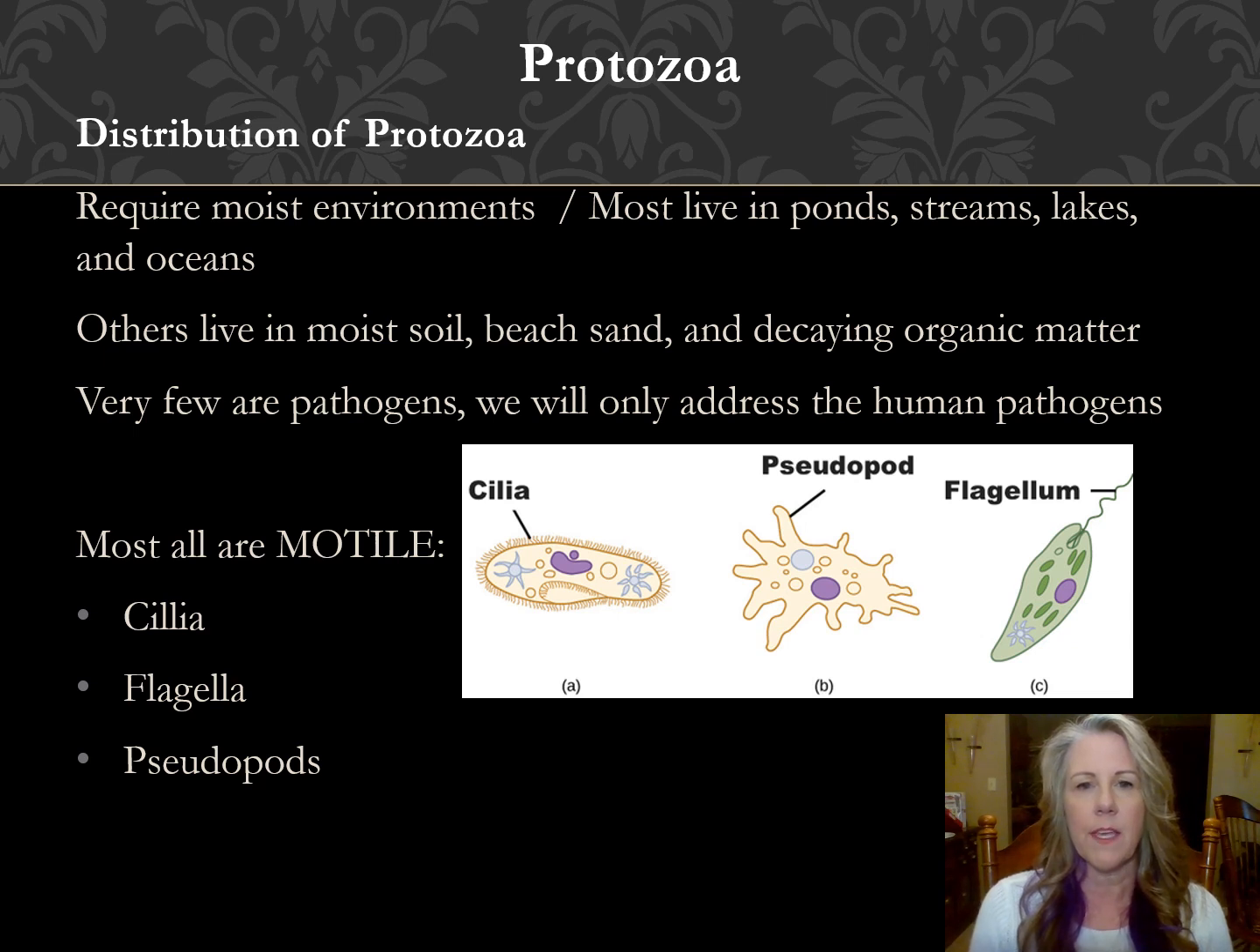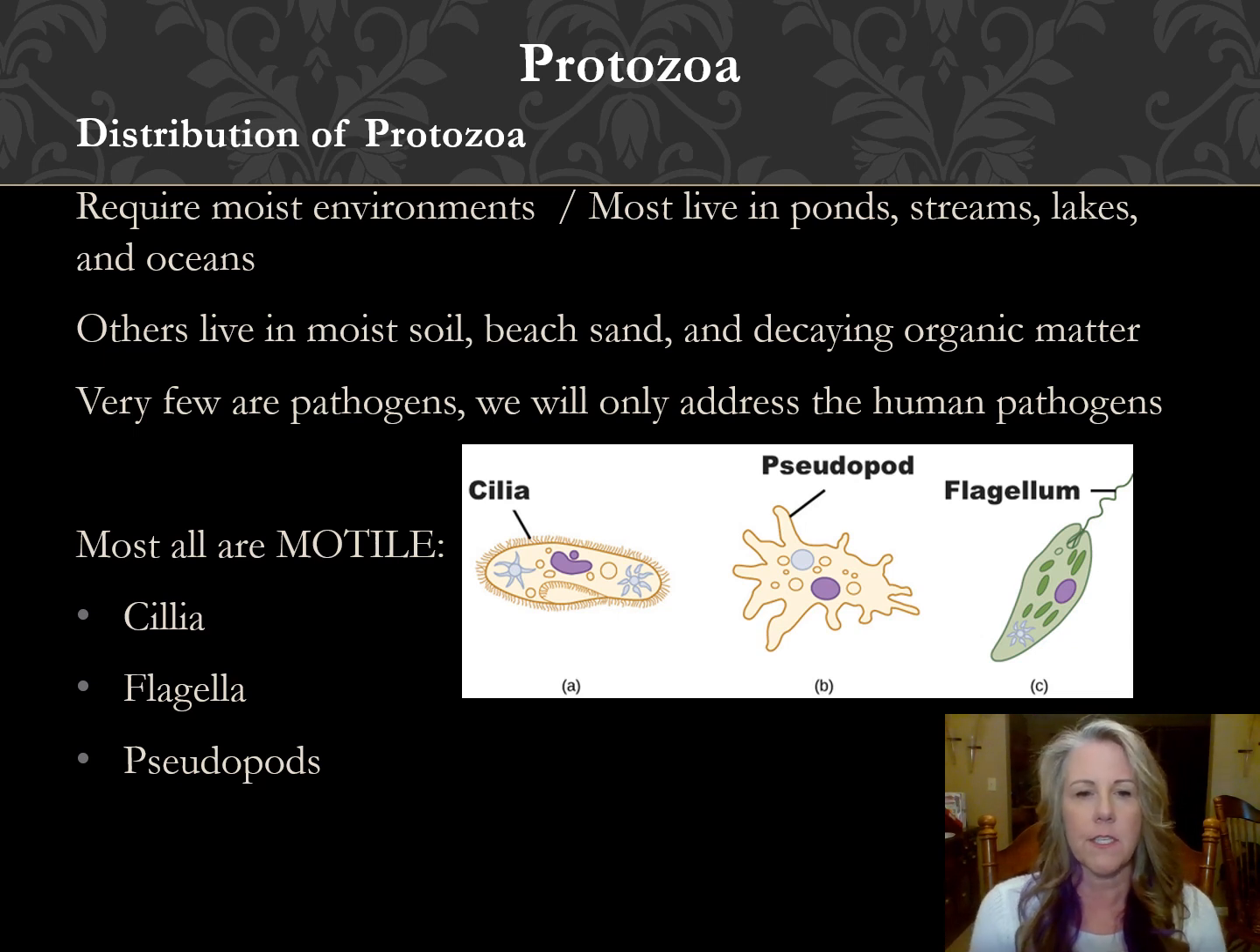Okay, so we're jumping into the group known as protozoa. So first of all, distribution of protozoa. Most will require moist environments. Most will live in ponds, streams, lakes, oceans. Others live in moist soil, beach sand, decaying organic matter. Very few protozoa are actually pathogens. We will only address the human pathogens.